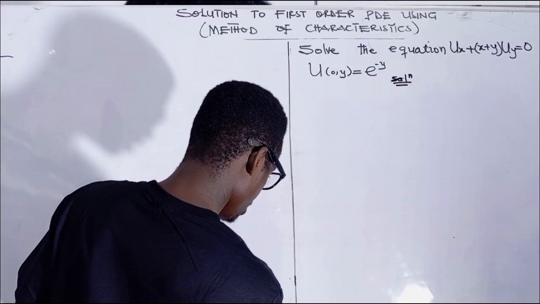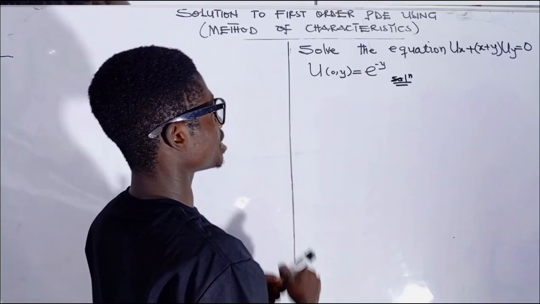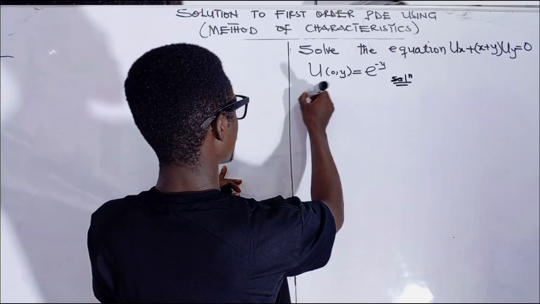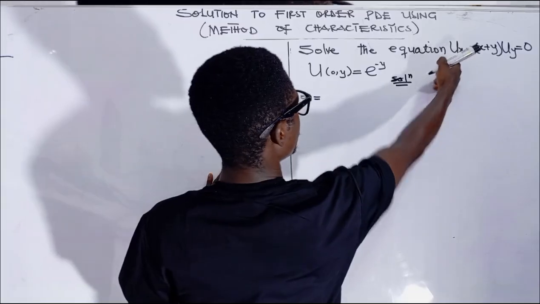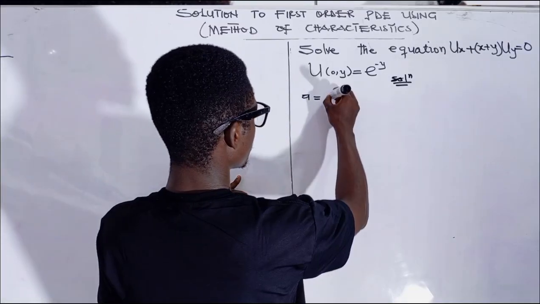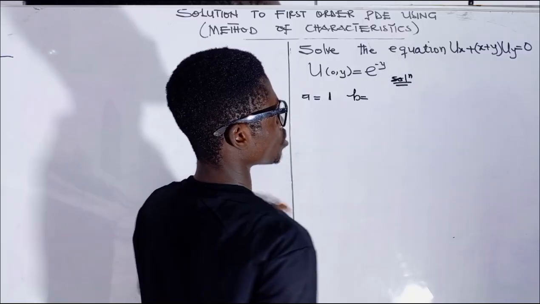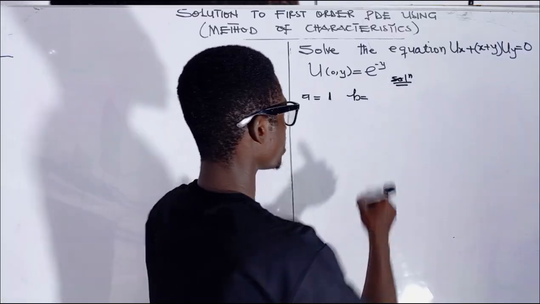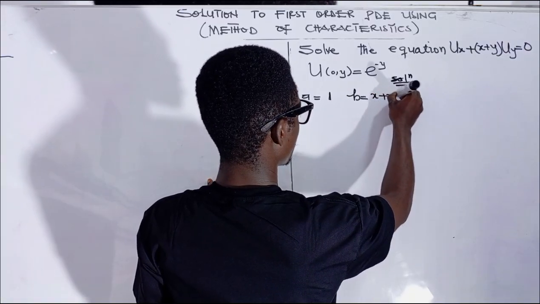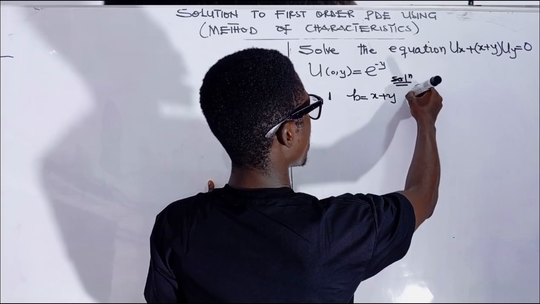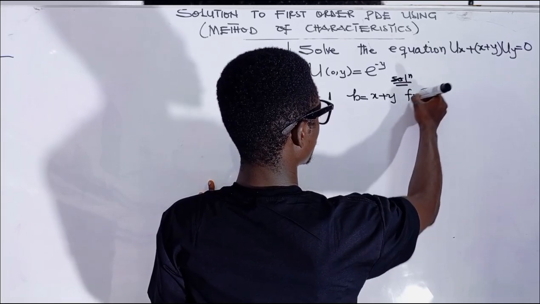So what we are going to do is to identify our a. Our a is the coefficient of u_x, that is 1. And then we identify our b. Our b is the coefficient of u_y, so we have x plus y. And then we identify our f, and that is 0.